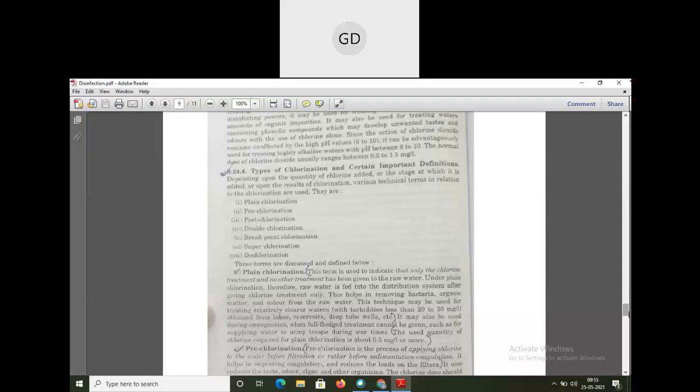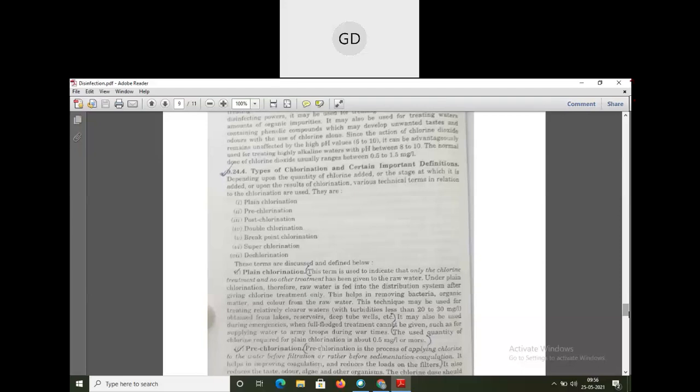So what is plain chlorination? Plain chlorination is when only the chlorine treatment is given to the water and no other treatment has been given to the raw water. In that case it is known as plain chlorination. Under plain chlorination, the raw water is fed into the distribution system after you give the chlorine treatment only.